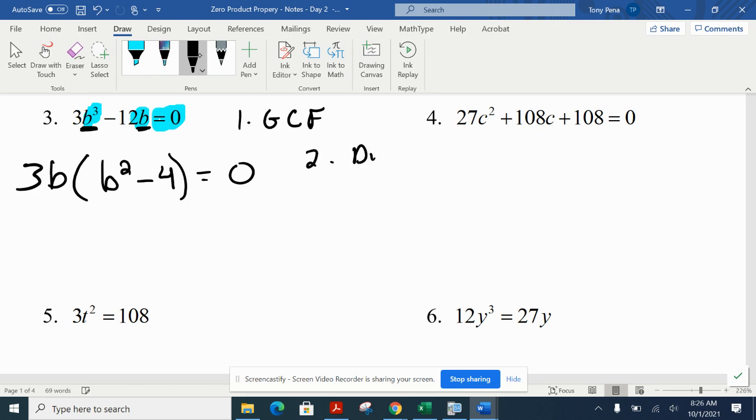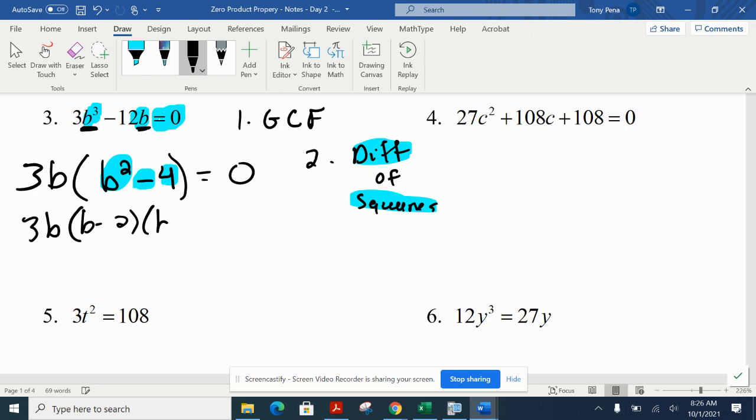The second thing, like we did in the previous problem, now identify if what's left over is a difference of squares. So understand what each word means. A difference means you have subtraction. We do. Squares mean that 4 is a perfect square, which it is, and the b squared is a perfect square, which it is. That means this goes further. So we're going to drop the 3b down, and then this should factor to be b minus 2, b plus 2.